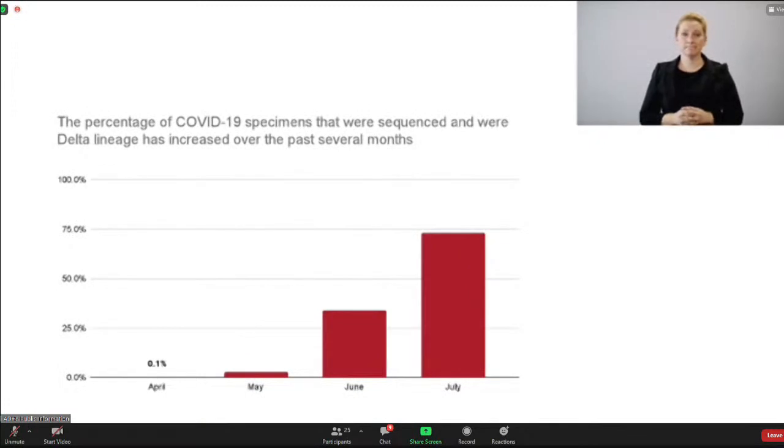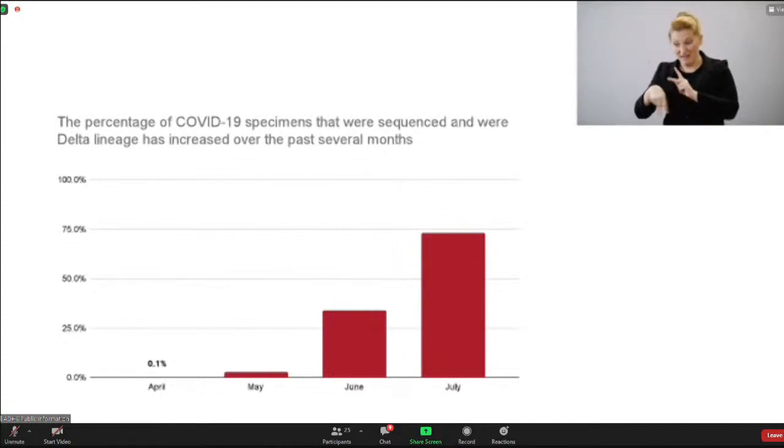So one of the things that has become good data to have is our whole genome sequencing. This is how we determine the sequence of the viruses and what type of variants are circulating in Arizona. You can see this is the percentage of specimens that have been identified as the Delta lineage over the past several months. You can see that that is increasing.